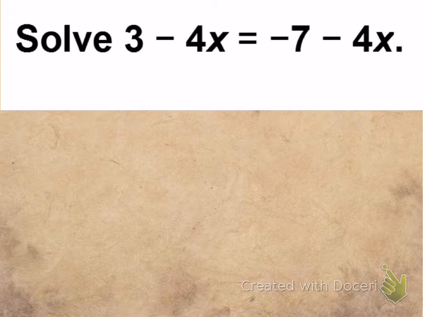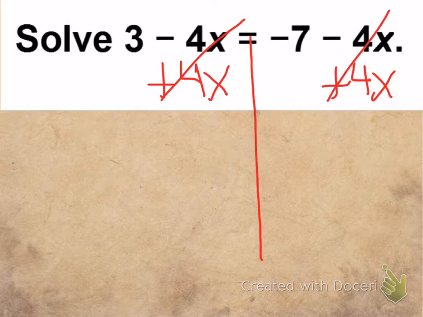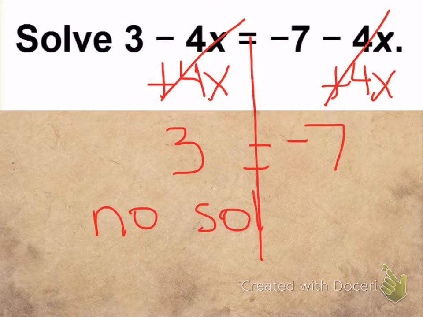Okay, the next one. So we want to bring the variables together first. Look what happens here. So plus 4x cancels out. And plus 4x cancels out. So what we're left with, 3 on the left side and negative 7 on the right side. When that happens, when your variables cancel out and 3 does not equal negative 7, it's called no solution. No number can be x at all to make that equation true.